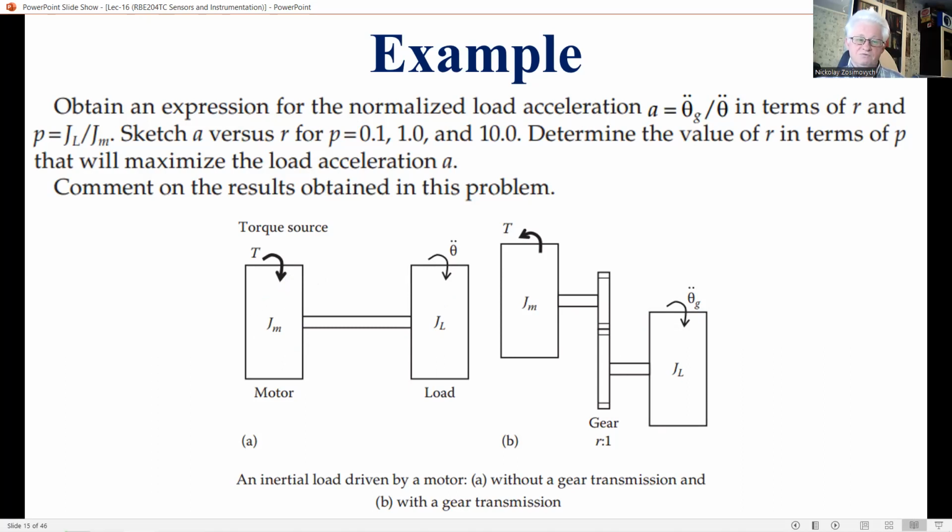Sketch A versus R for P equal 0.1, 1, and 10. Determine the value of R in terms of P that will maximize the load acceleration. So let's start our solution.